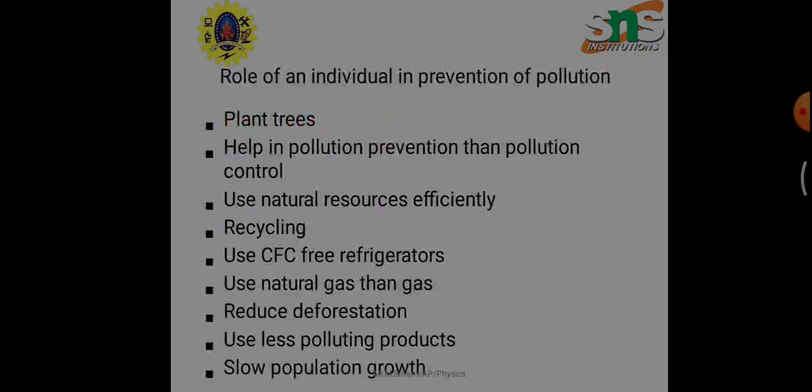And the role of the individual in prevention of pollution: plant trees, and it helps in pollution prevention and then pollution control. Use natural resources efficiently, recycle, and use CFC-free refrigerators, and use natural gases rather than other gases. Reduce deforestation, and use less polluting products.